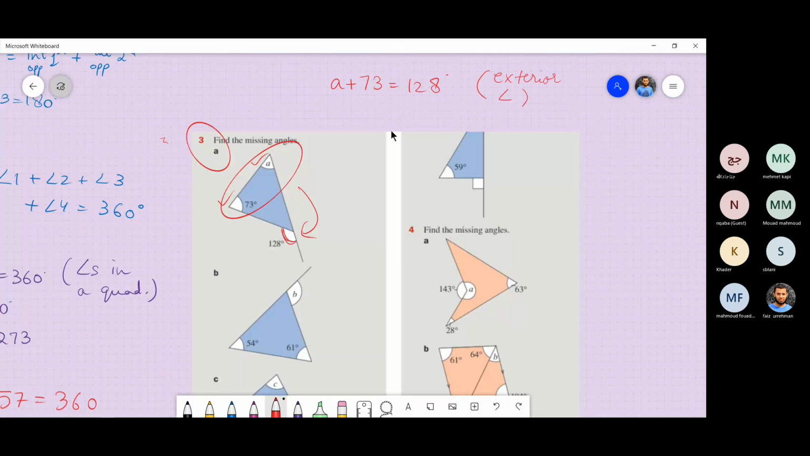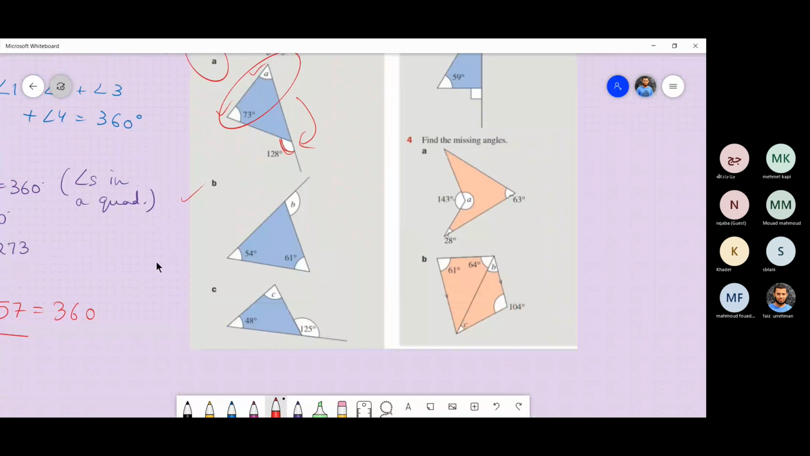I know the answer, sir. Okay, so we will subtract them. What will be the answer? Tell me, Sablani. 55. 55, correct.